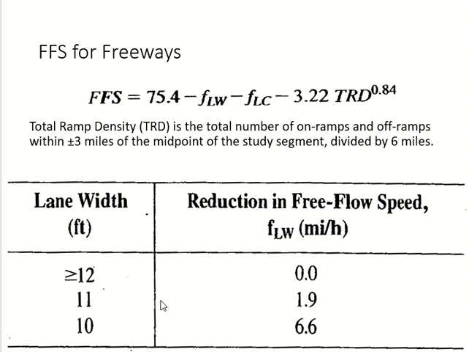This equation is only for freeways, and we have FLW, which is the factor for lane width. And how do we get this factor? There is a table for that. You can see it starts from 12 feet or more, factor is 0, then 11 feet, 10 feet. There is no factor for less than 10 feet for freeways.